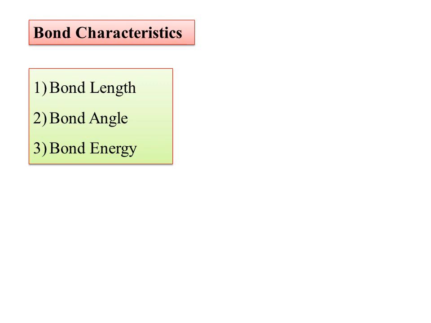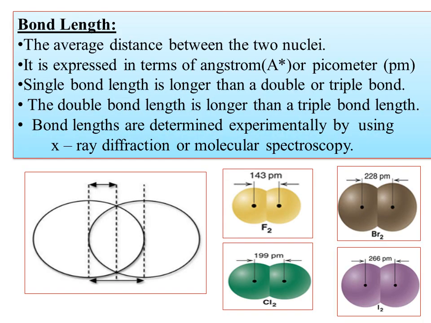Bond energy is also called bond dissociation energy. All these three we are going to call characteristics of a molecule in organic chemistry. Bond length, as the name indicates, is the average distance between the two nuclei, generally expressed in angstrom unit or picometer. A single bond length is longer than a double bond length, and the double bond length is longer than the triple bond length. Bond lengths are determined experimentally by using X-ray diffraction or molecular spectroscopy.